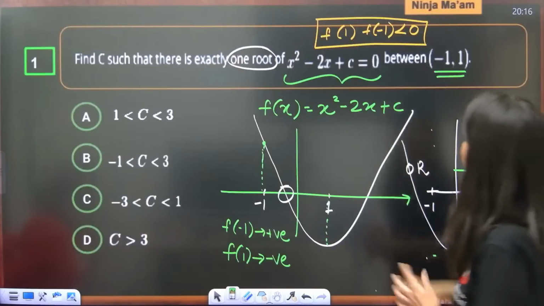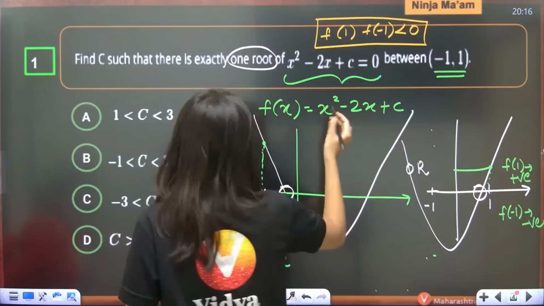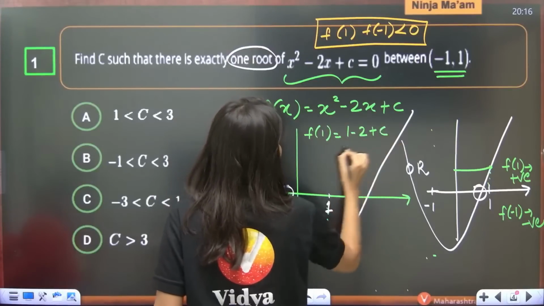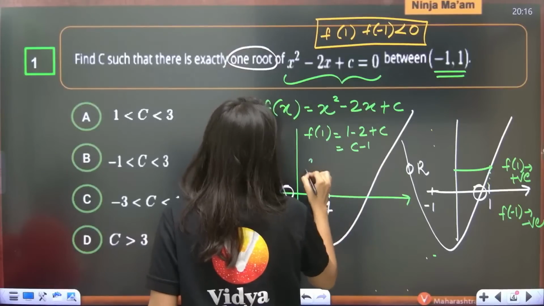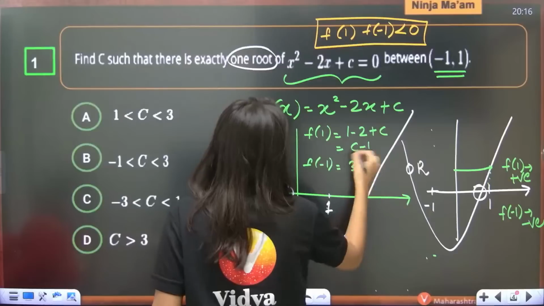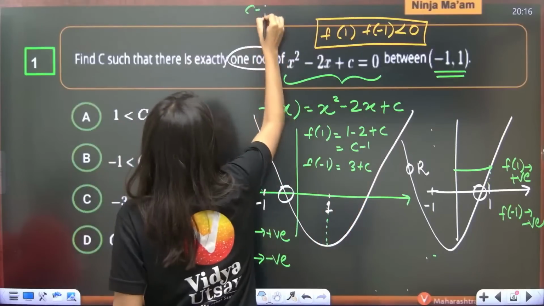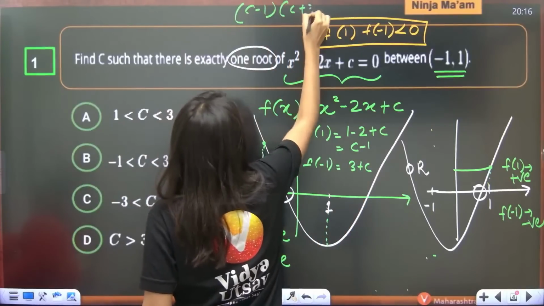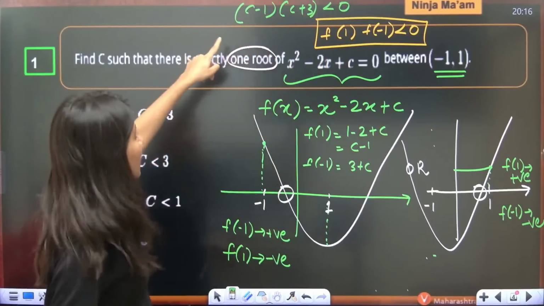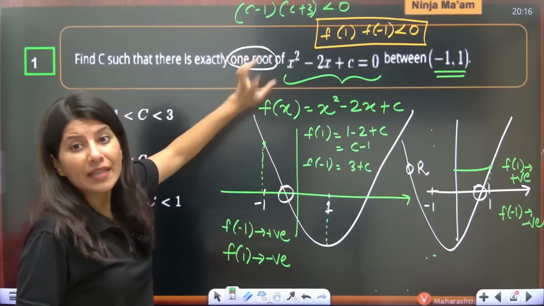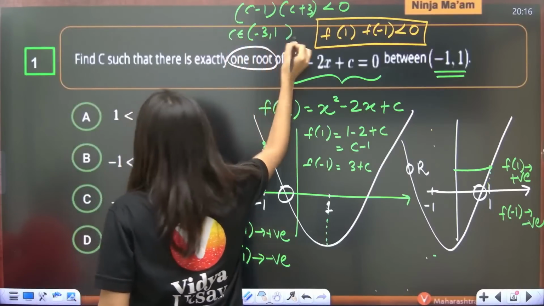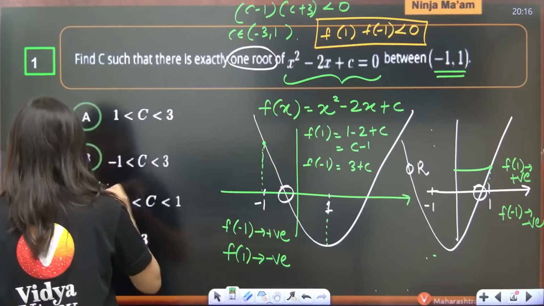Now see how beautifully we do this question. So f(1) times f(-1) is less than 0. Can you tell me what is f(1)? So 1 minus 2 plus c, that is c minus 1. What about f(-1)? 1 plus 2 plus c, so 3 plus c. So (c - 1)(c + 3) is less than 0. If you solve this by the wavy curve method, the value of c lies between -3 and 1. C belongs to (-3, 1), which matches with option C.